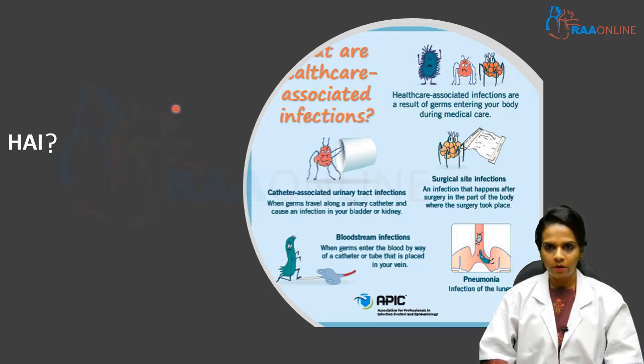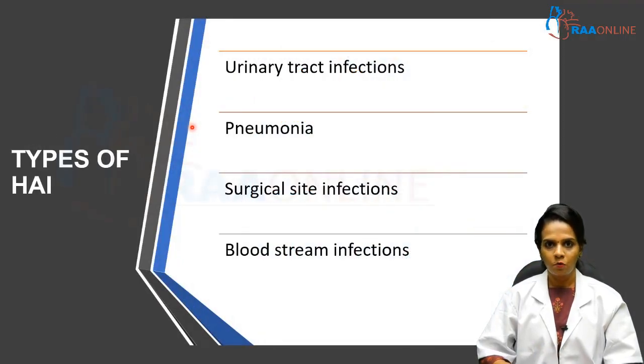Catheter associated urinary tract infection occurs when germs travel along a urinary catheter and cause an infection in your bladder or kidney. Surgical site infection is an infection that occurs after surgery in the part of the body where the surgery took place. Bloodstream infections occur when germs enter the blood by way of a catheter or tube placed in your vein. Pneumonia is infection of the lungs. So the types of HAI, as I told before, are UTI, pneumonia, surgical site infection and bloodstream infections.